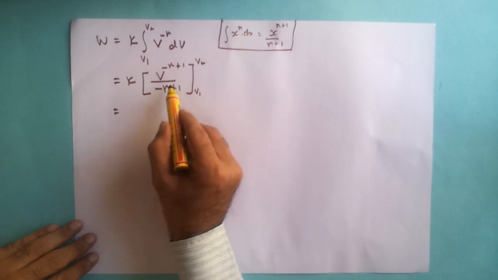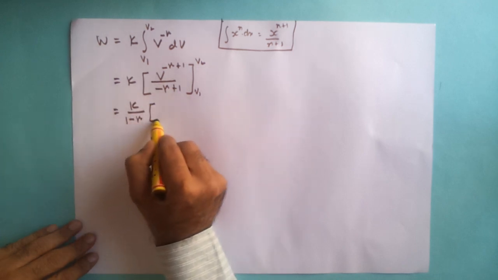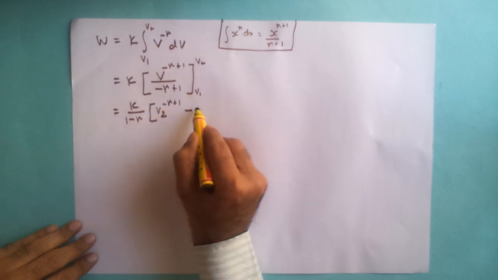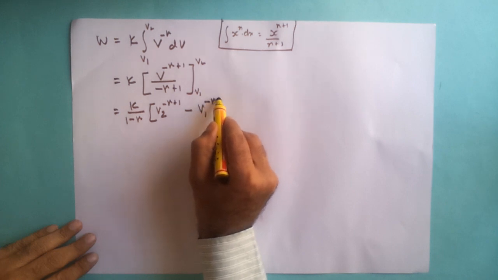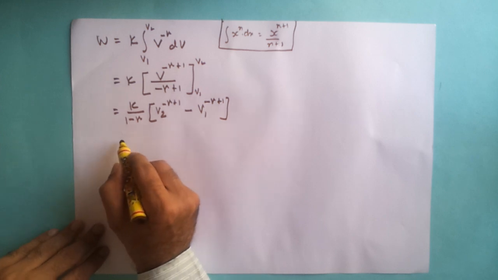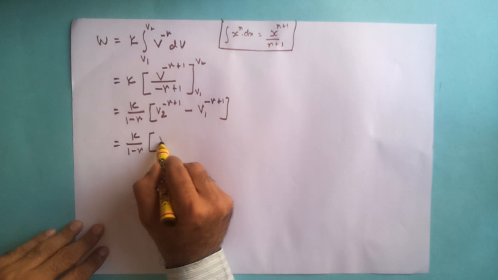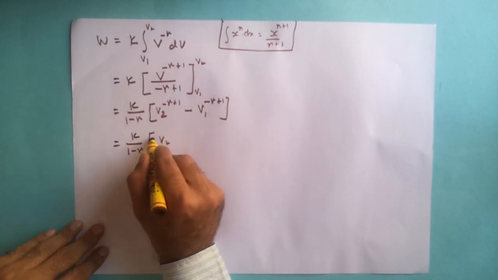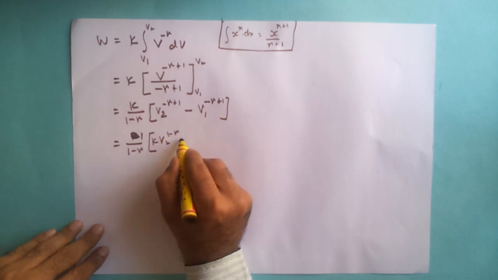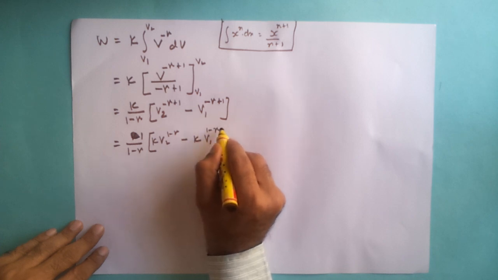Now this is a constant, so I can write this as K upon 1 minus gamma, V2 raised to minus gamma plus 1 minus V1 raised to minus gamma plus 1. So I can rewrite this as K upon 1 minus gamma. In fact, I can take this K back inside: K V2 raised to 1 minus gamma minus K V1 raised to 1 minus gamma.